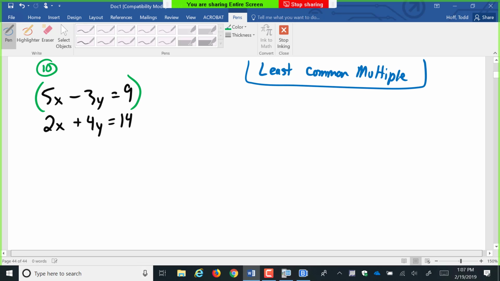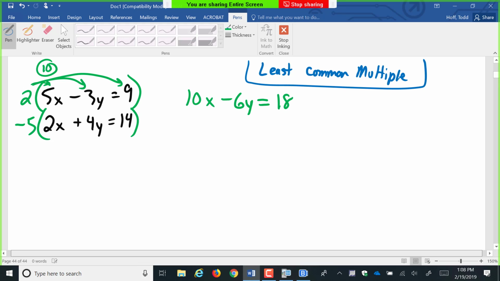So this top one, I'm going to multiply by what? 2. So 2 times 5x is 10x. 2 times negative 3y is negative 6y equals, and then we got 2 times 9, which is 18. What do we have to multiply the bottom one by? Careful. 5, kind of. Negative 5.